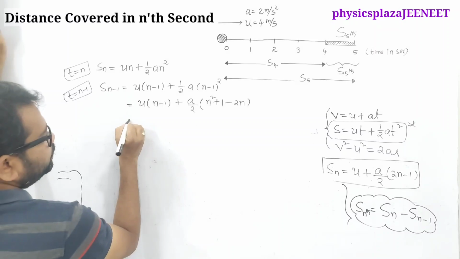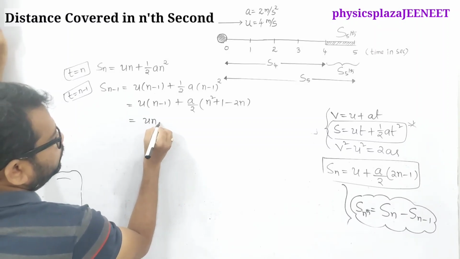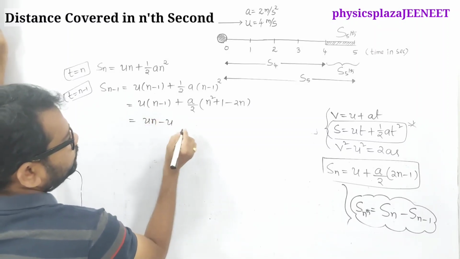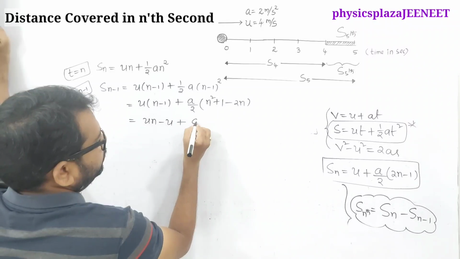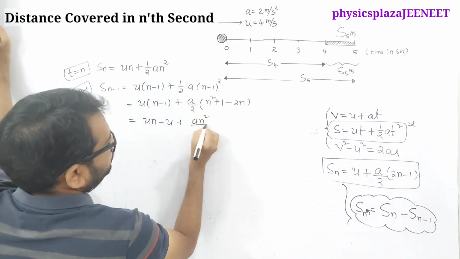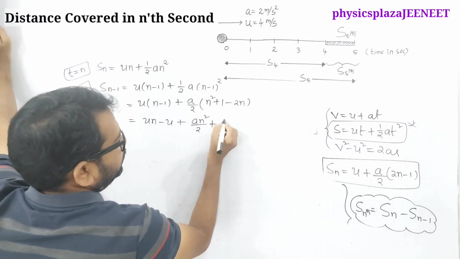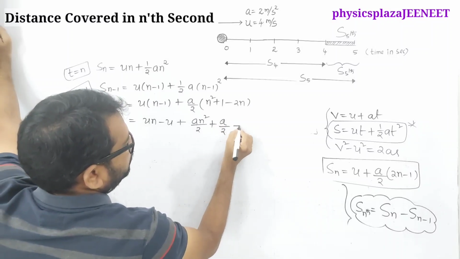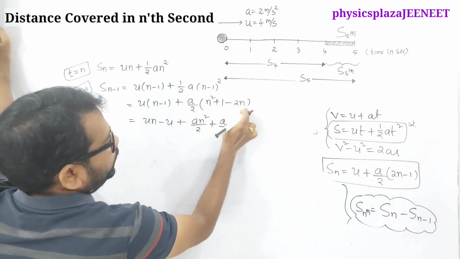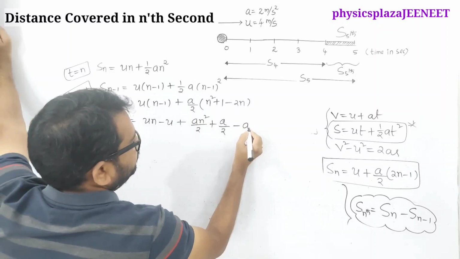I think more we can simplify this. un minus u, we are multiplying, plus this is a n square by 2, plus multiply with a by 2 in each and every term, children. A by 2 minus a by 2 into 2n. 2 will get cancelled. This will be an.